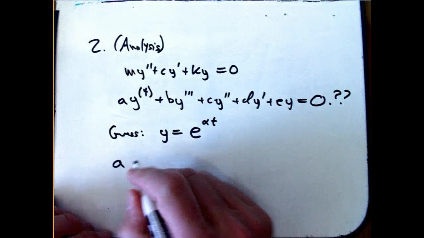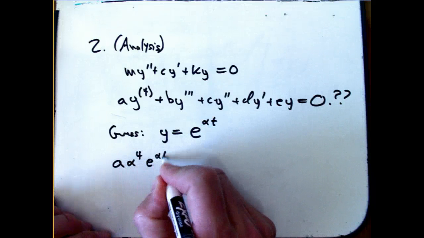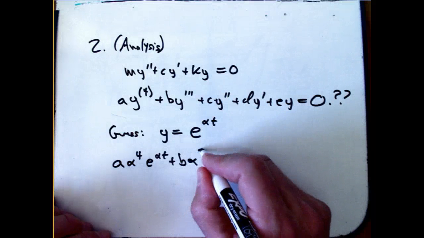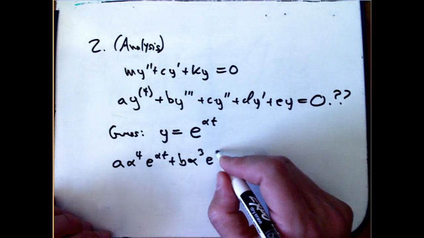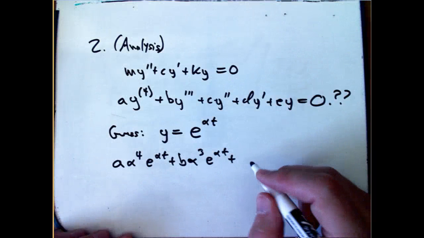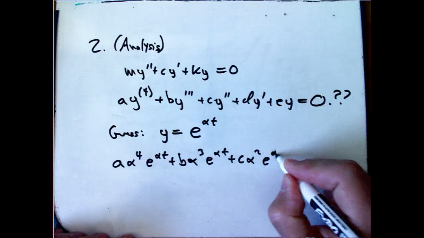So when we take four derivatives, we're going to get alpha to the fourth, e to the alpha t, plus b, three derivatives, chain rule is going to be activated 3 times, alpha cubed e to the alpha t, plus c alpha squared e to the alpha t.